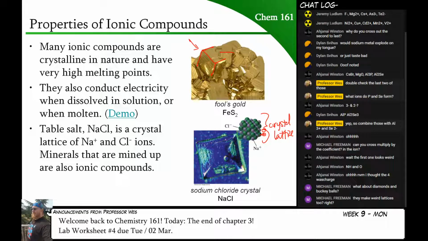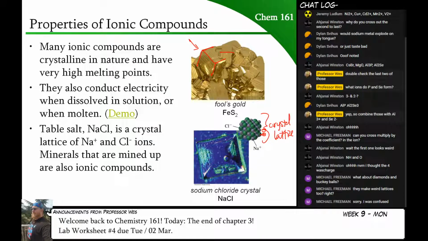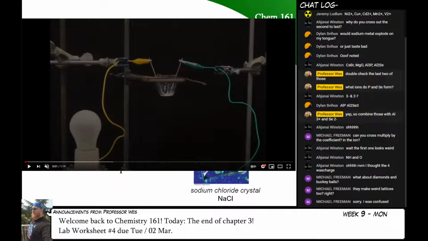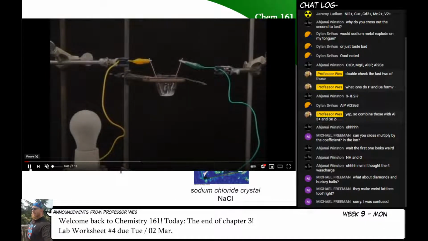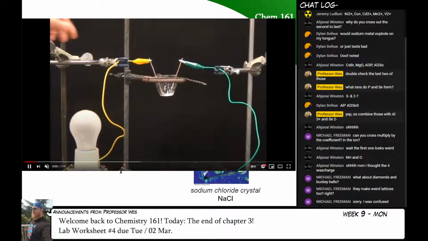What other things do ionic compounds do? So they have very high melting points and boiling points. If you've ever tried to melt sodium chloride in like a pot, you really can't. I do have a video that I can show of how hot it has to be to heat up an ionic compound. So here is table salt. We're going to put table salt into this little cup here.